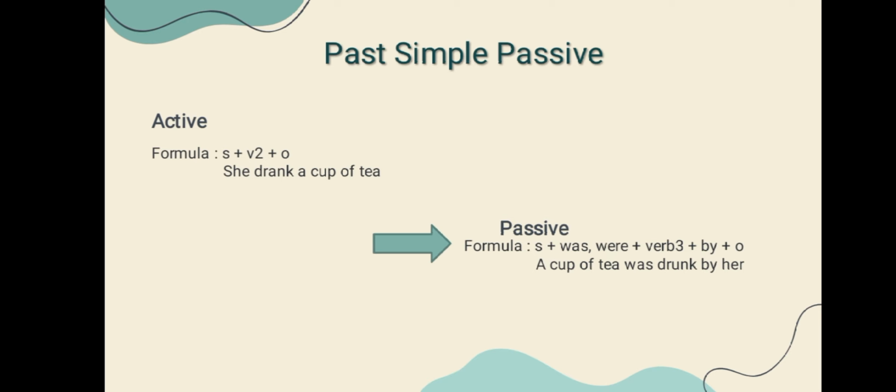Past simple passive. The active pattern is subject plus verb 2 plus object. So in a sentence it's going to be she drank a cup of tea. And then the passive pattern is subject plus was or were plus verb 3 plus by plus object. A cup of tea was drunk by her.